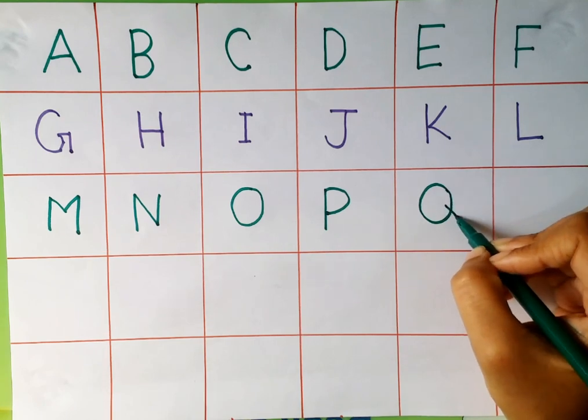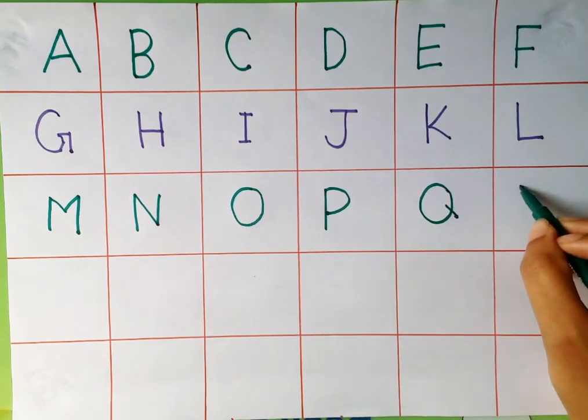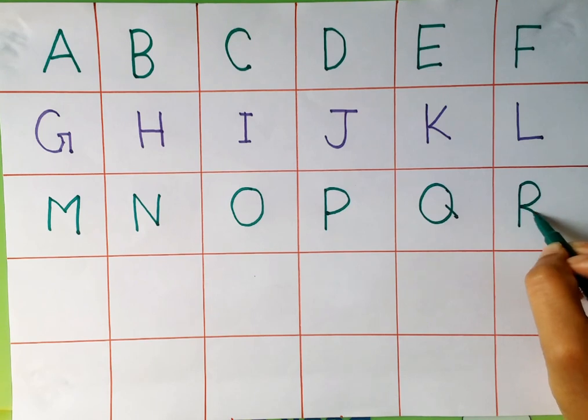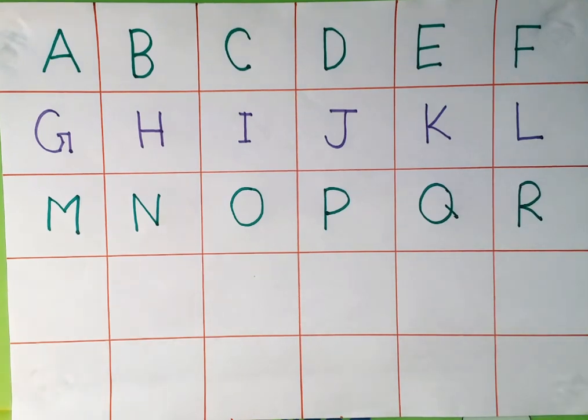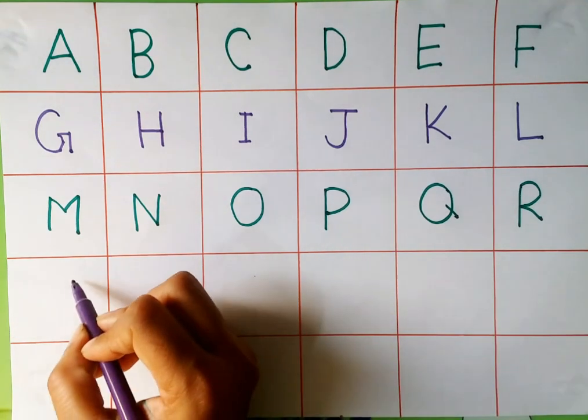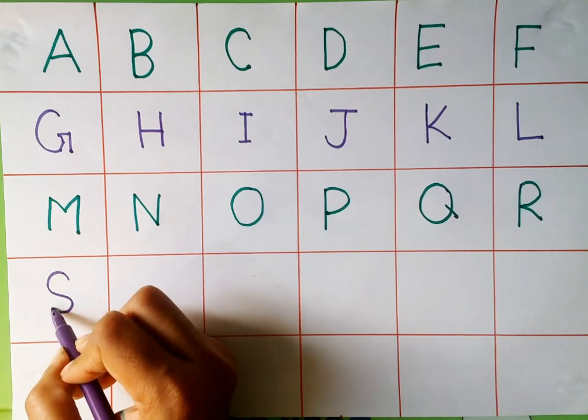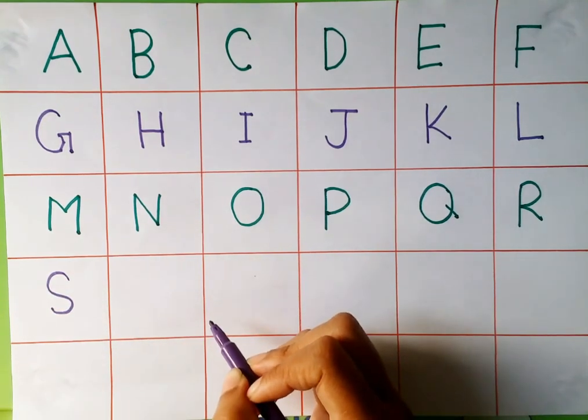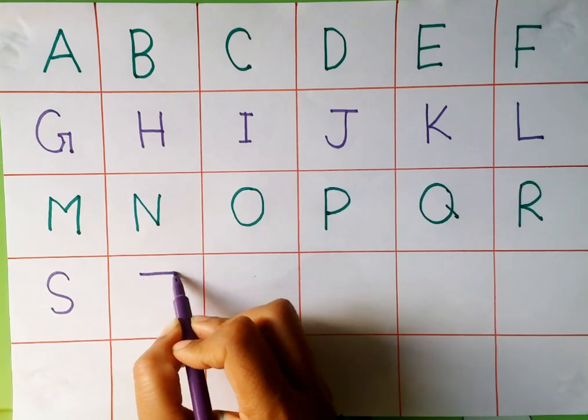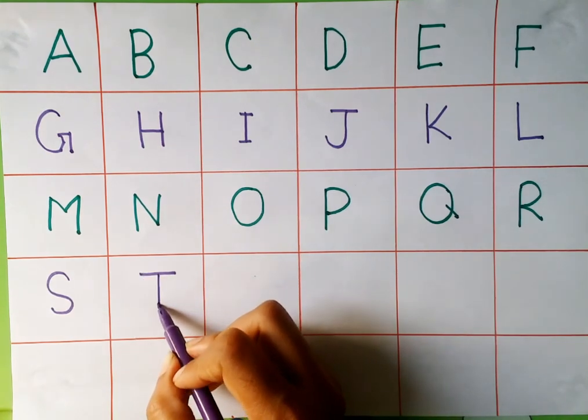Q for queen. R for rose. Purple color. S for swan. T for tiger.